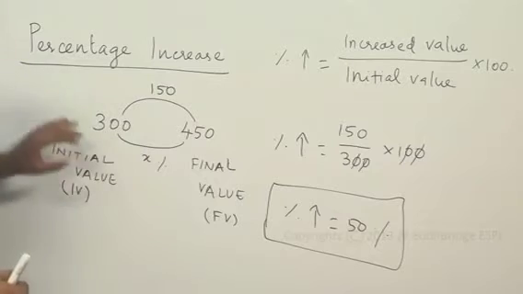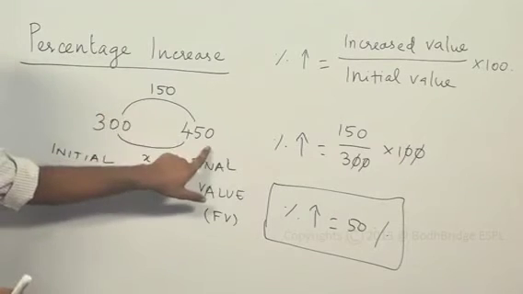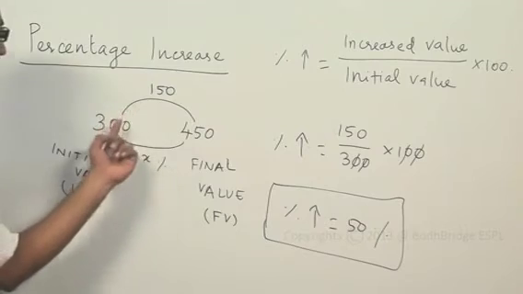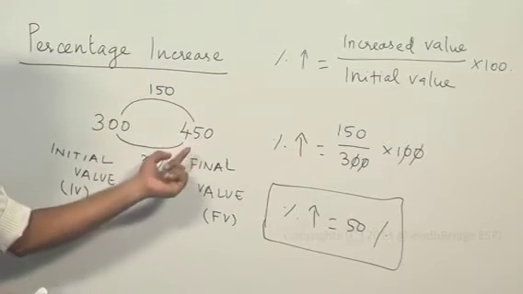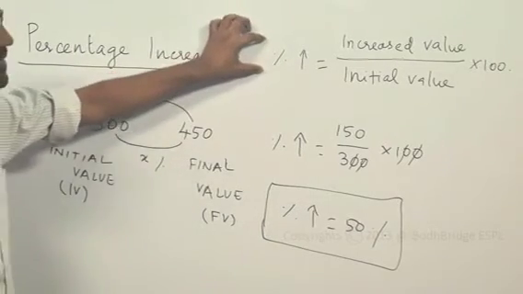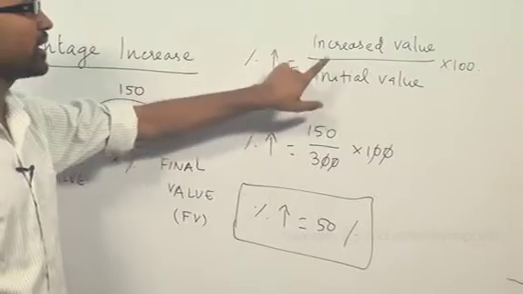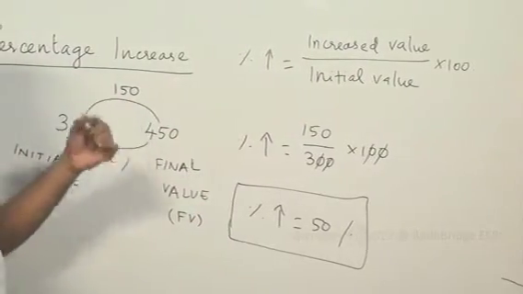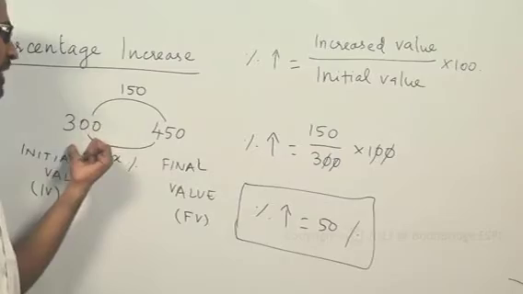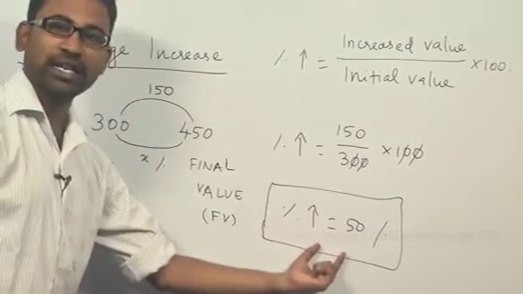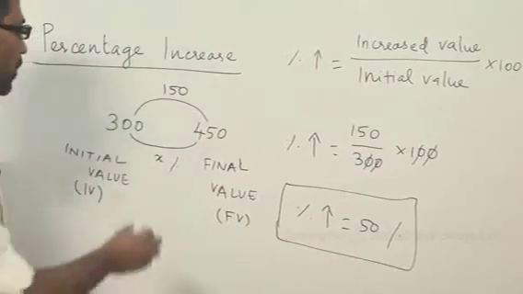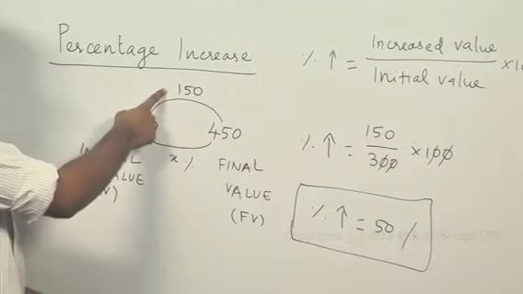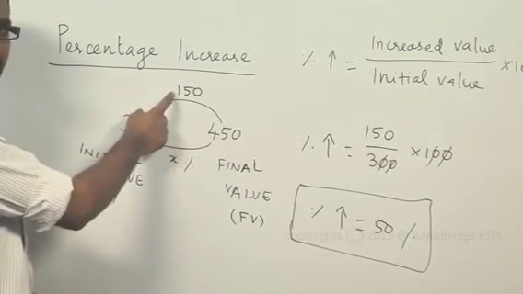Let me explain. 300 is becoming 450. So the percentage increase that happened, we have to find. The value that got increased is 150. So the formula is: percentage increase is given by increased value by initial value into 100. The increased value is 150. The initial value is 300. By solving this, we are getting 50%. So if you take 50% of 300, that will be equal to 150, the value which got increased.